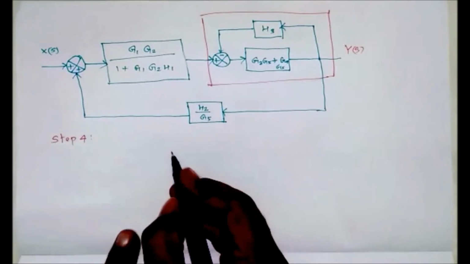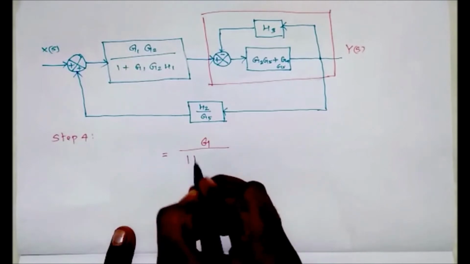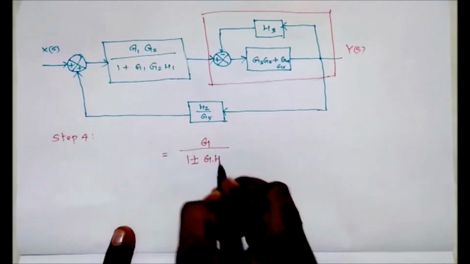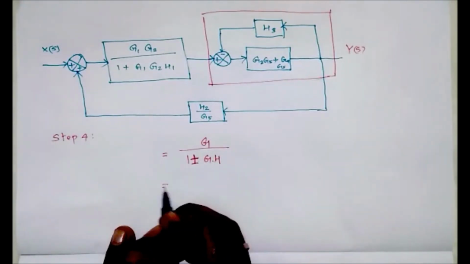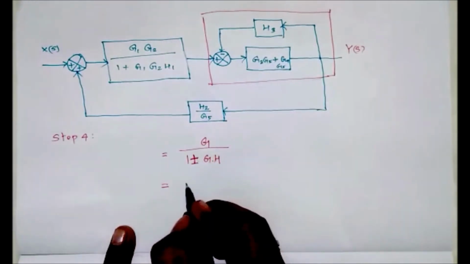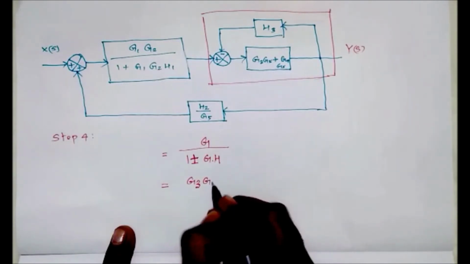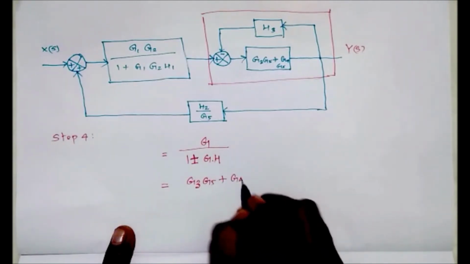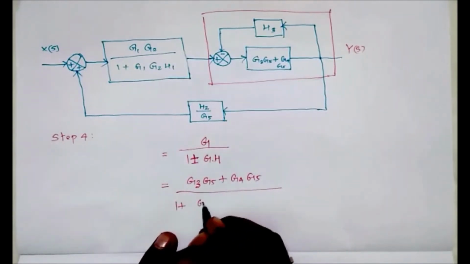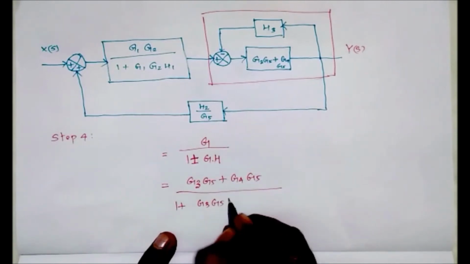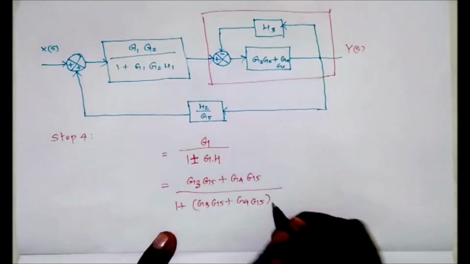So now what is the formula? To eliminate a feedback, we have to use G, gain divided by 1 plus or minus gain into feedback gain. So here it is minus, therefore in this formula we have to use plus. Therefore what is the gain here? G3, G5 plus G4, G5 gain divided by 1 plus gain G3, G5 plus G4, G5 into feedback H3.